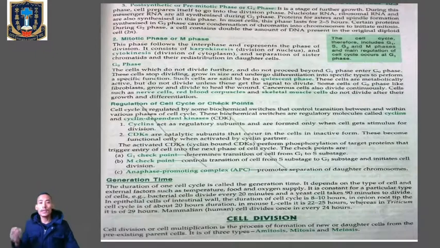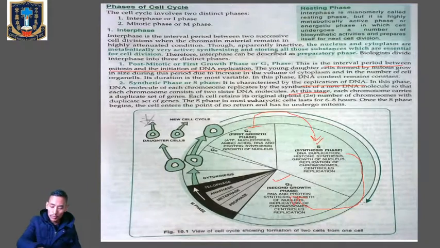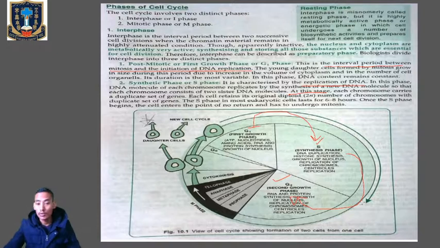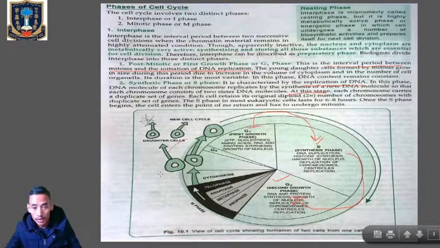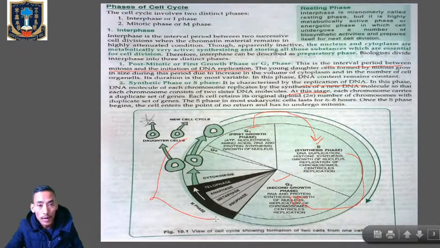So after the interphase is over, once the cell has gone from G1 to S phase and from S to G2 phase, from there the cell will go into the next phase, which is called the M phase, or the mitotic phase.